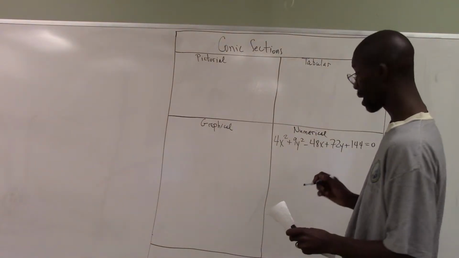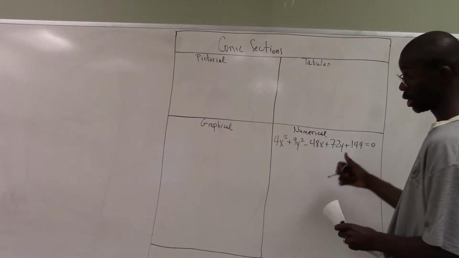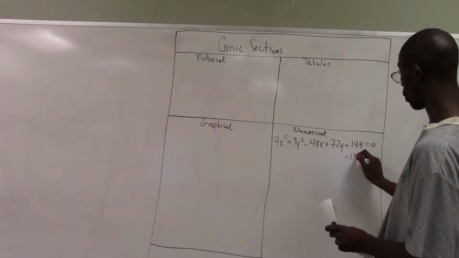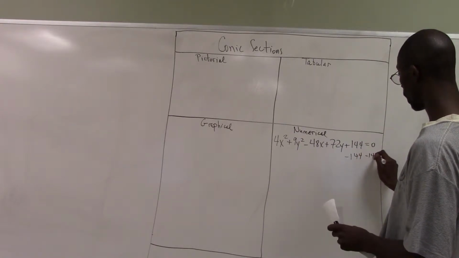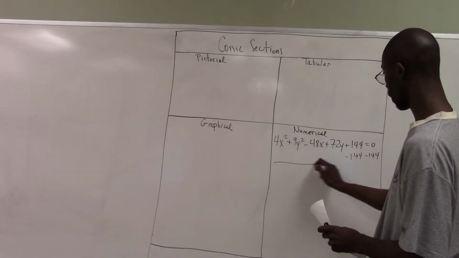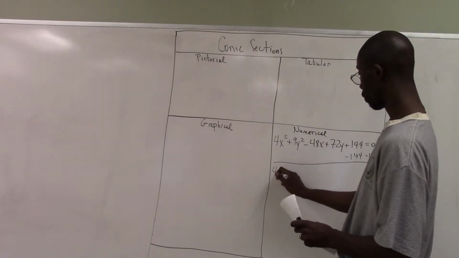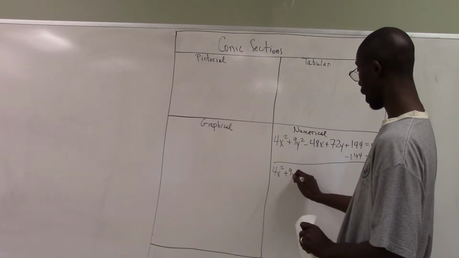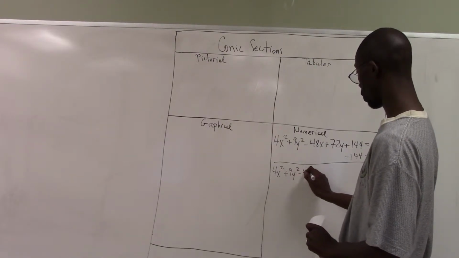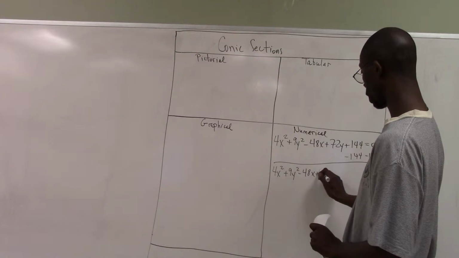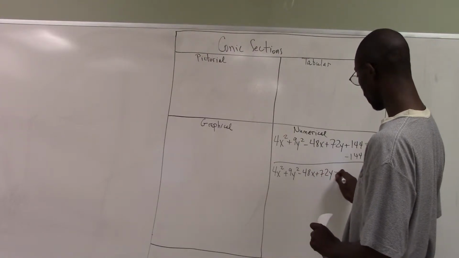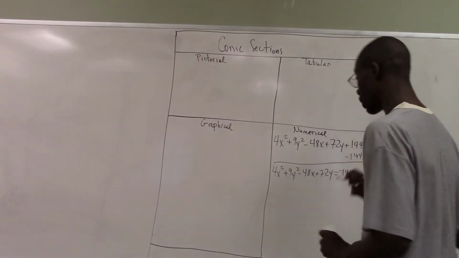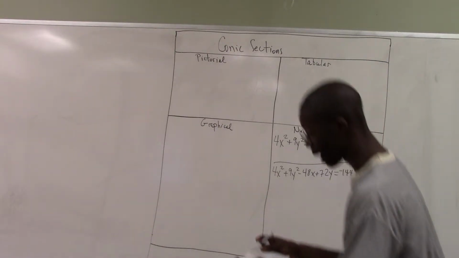The first step in this process is we need to get the constant to the other side of the equal sign. So we're going to subtract 144 from both sides, and that allows us to remove the constant, and we end up with 4x squared, because these items simply come down, plus 9y squared minus 48x plus 72y equals negative 144. We then have the following process.